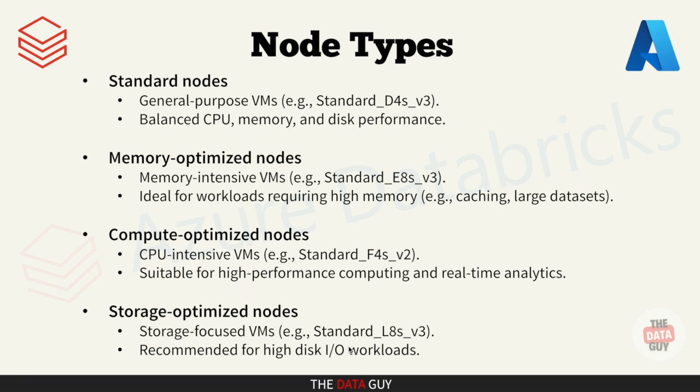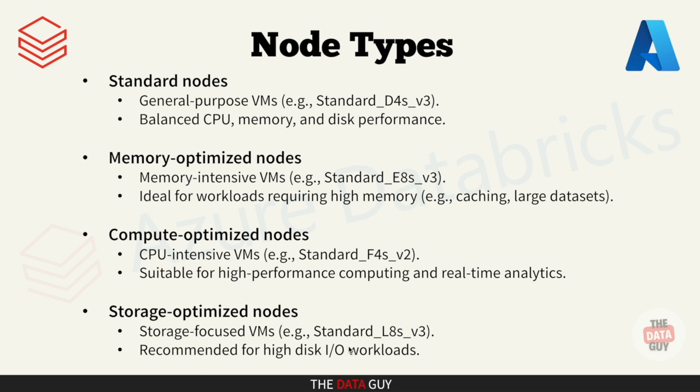Now, when creating a cluster in Azure Databricks, you choose node types based on Azure virtual machine sizes. So we have different nodes here: standard nodes, memory optimized nodes, compute optimized nodes, and storage optimized nodes. Standard nodes are general purpose virtual machines, for example, Standard D4s v3, which have balanced CPU, memory, and disk performance.